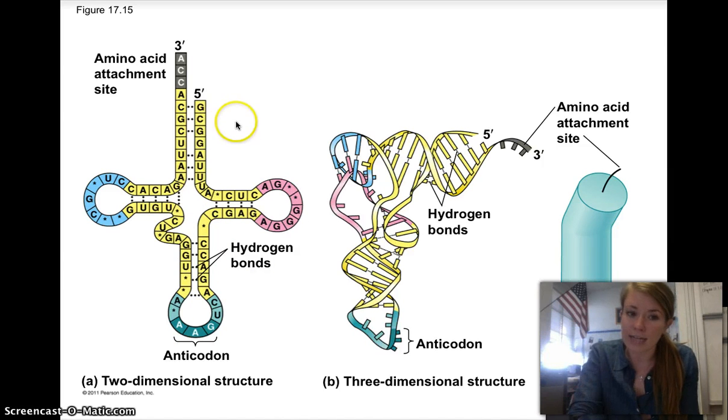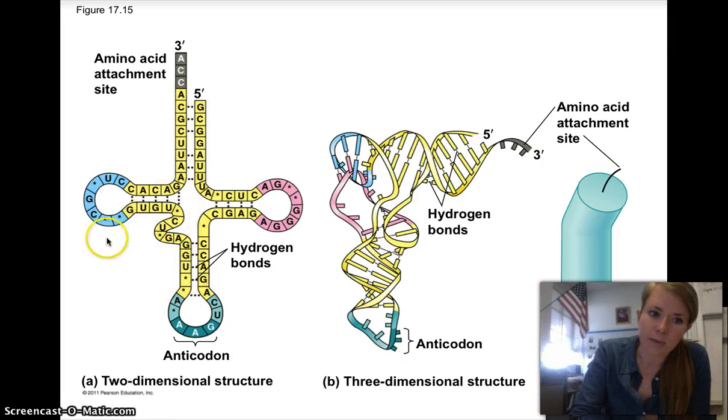If it gets flattened onto a paper, which it doesn't in real life, but if we were going to draw it, it looks like this, kind of like a clover. You can see all the base pairs. They form all these loops. And at one end, this is where the amino acid is going to get attached, at the 3' end of the tRNA molecule.